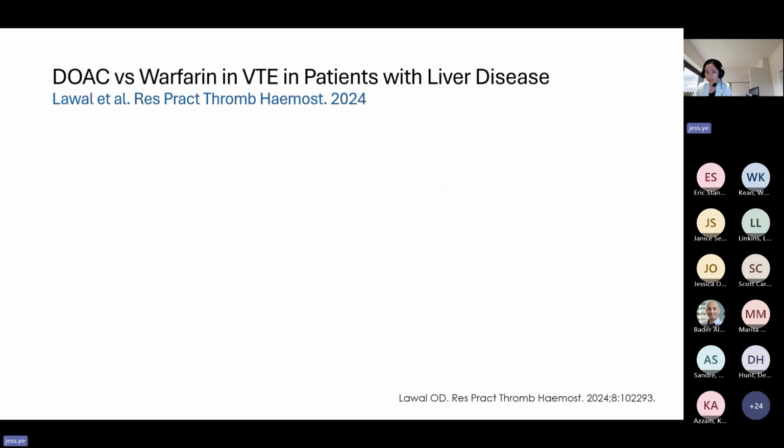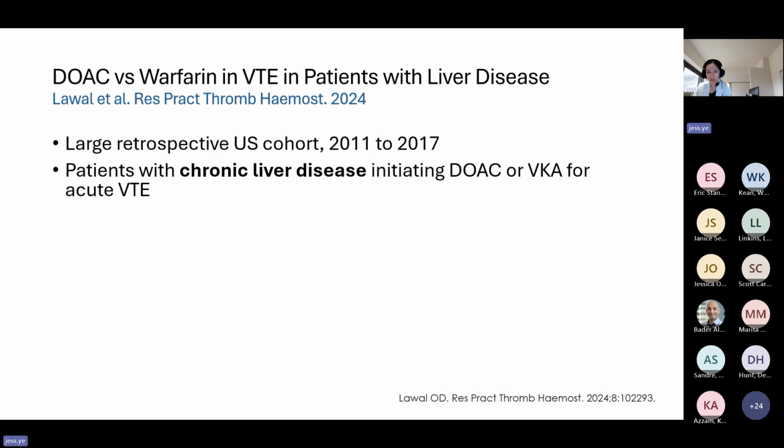Available observational data seems to suggest that DOACs are as effective as warfarin with respect to prevention of recurrent VTE in this patient population. Lawal and colleagues also did a study in this area, published in 2024, a large retrospective U.S. cohort study from the time frame of 2011 to 2017, looking at patients with chronic liver disease initiating DOAC or warfarin for acute VTE indication.